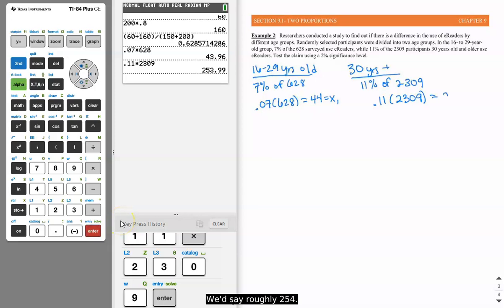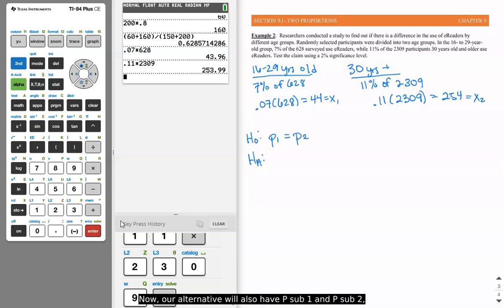So we'd say roughly 254, right? And this is going to be x sub 2. Okay, so what I want to do next is identify what my null and alternative are going to be. Since we're looking at population proportions, and we have 2, p sub 1 is equal to p sub 2. This is always sort of our null.